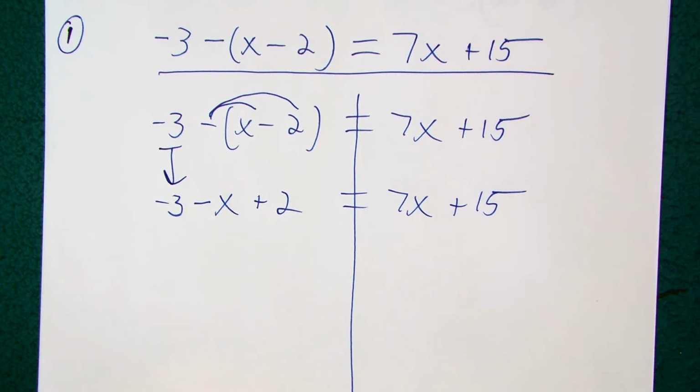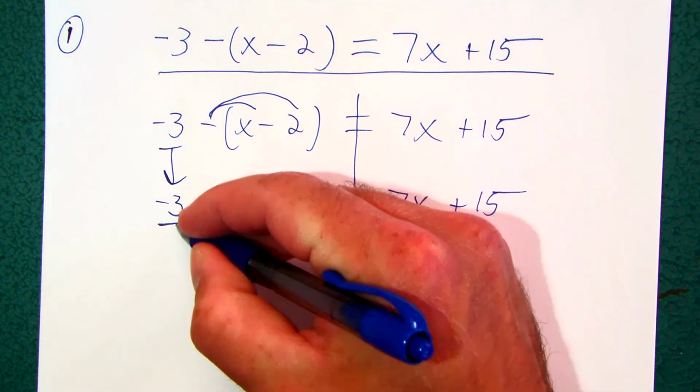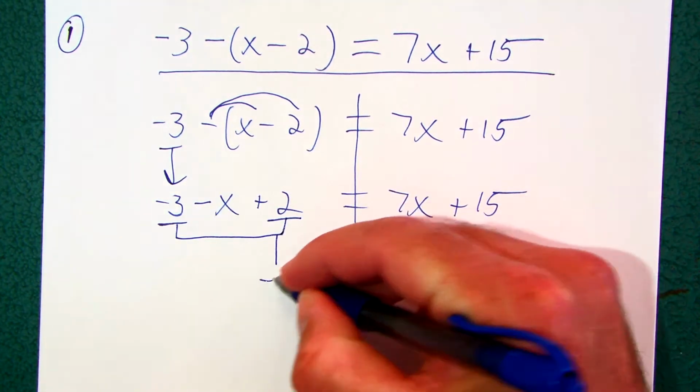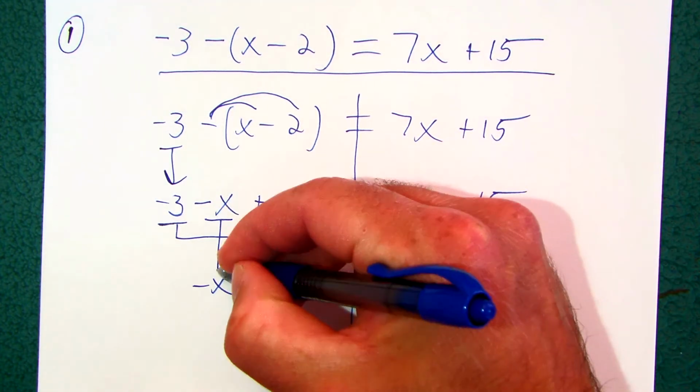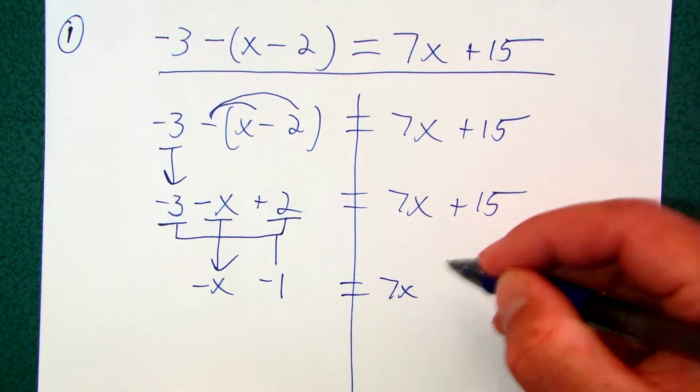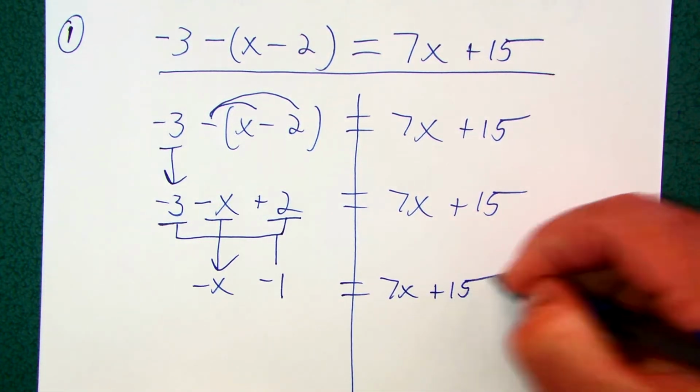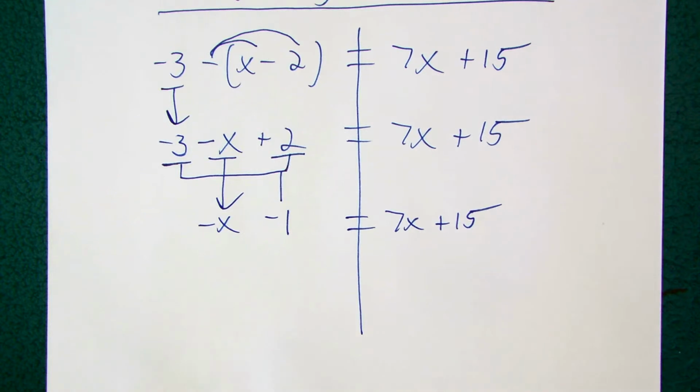All right, but we're still not ready to solve this. On the left side there, we have -3 minus x plus 2. Combine your like terms. So -3 plus 2 is -1. -1x, that's just going to drop down, equals 7x plus 15. Now, in the long run, it doesn't matter which side you move stuff to. If you want to get x on the left or get x on the right, really doesn't matter. As long as you do your steps correctly, we shall end up with the same answer. So that's no big deal.